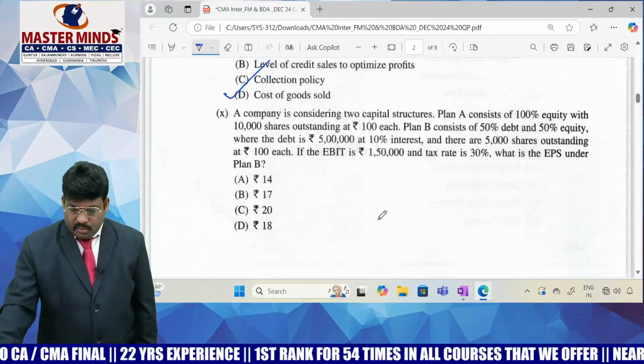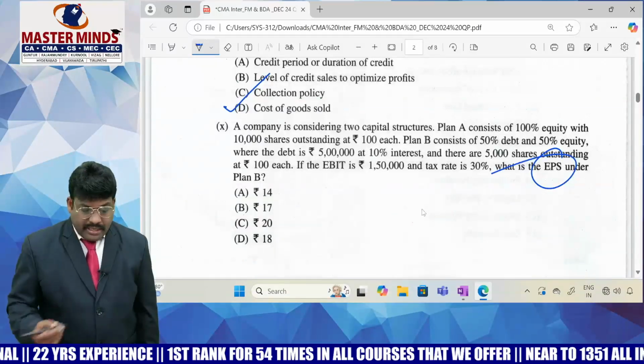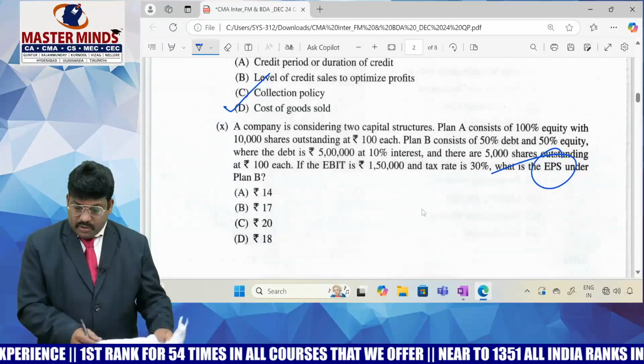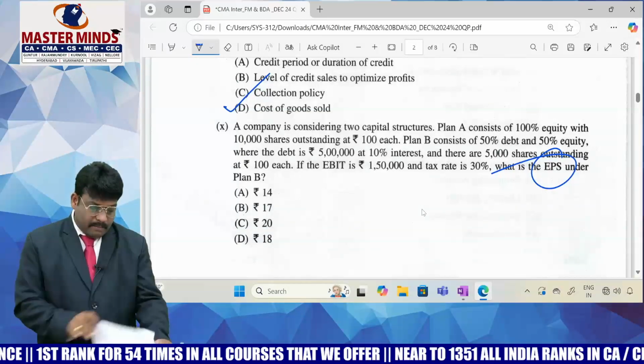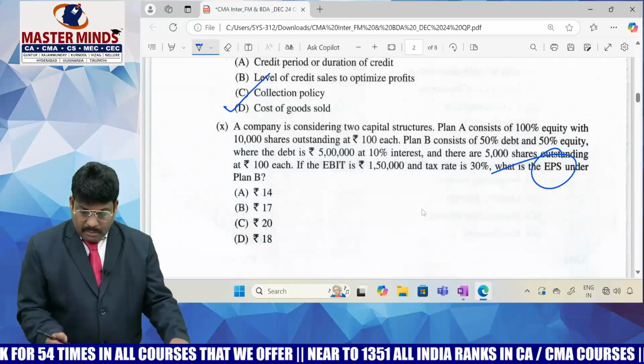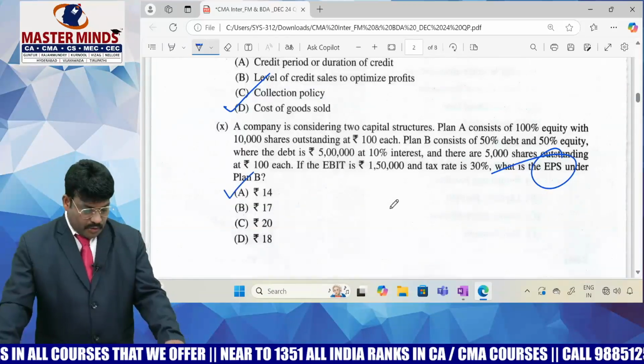Coming to here, this question was asked from EPS, particularly capital structure. I solved this problem because it is a lengthy process. You have to solve this one. But I will give you, after solving this problem, I got the answer, approximately EPS would be 14. You can solve it. So EPS is 14.